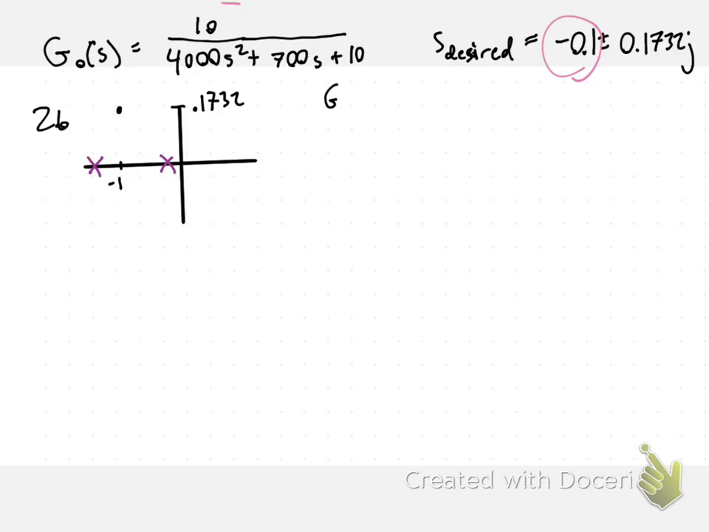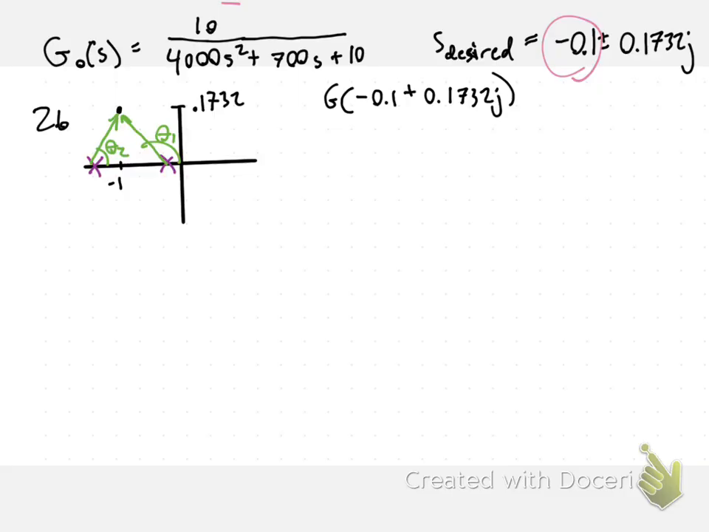So we want to see the angle of G when s is equal to -0.1 plus 0.1732j. And I'm ignoring the minus because if we draw one point, we know that there'll be a point on the opposite side of our real axis. So we can draw some vectors that start at our open loop pole location, go to our desired closed loop pole location, and we can find the angle θ1 and θ2 just by looking at the distance between the two poles.